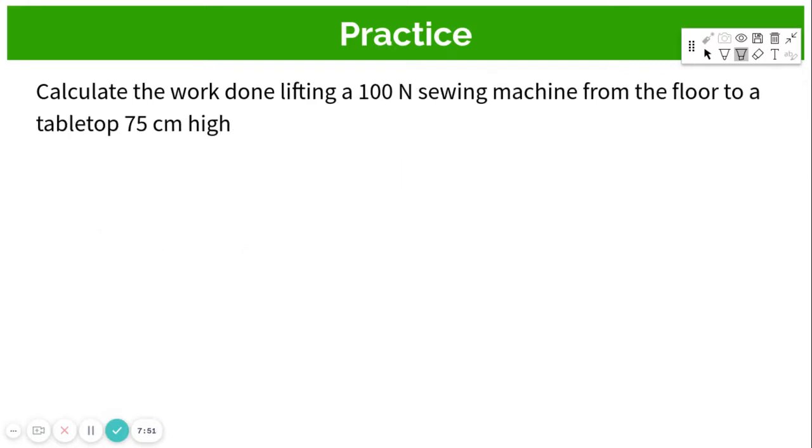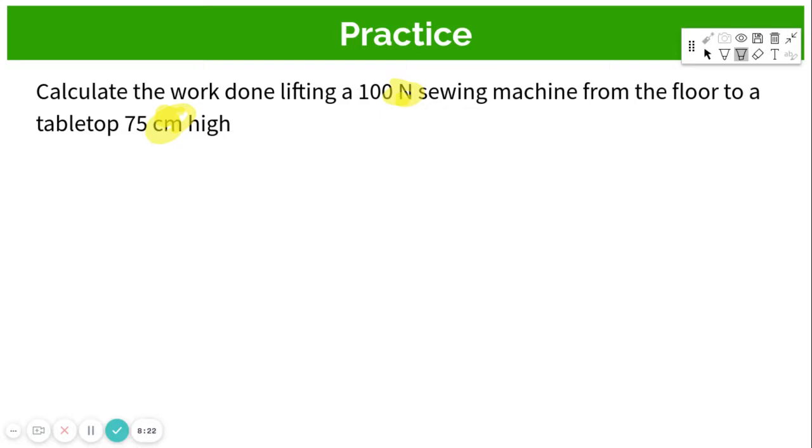All right, I believe this is the last one. Calculate the work done lifting a 100 newton sewing machine from the floor to a tabletop 75 centimeters high. All right, so things to notice. It's already in newtons. That's great. So we don't have to times it by 10. And then, trick is, this one's in centimeters. I'm not going to explain what to do. I think you guys need to try and figure it out. If you don't, I'll tell you the answer. I'll tell you what to do in 5 seconds.